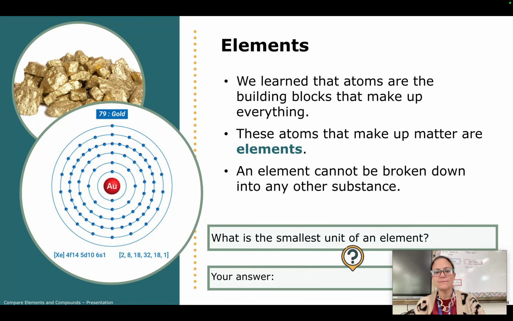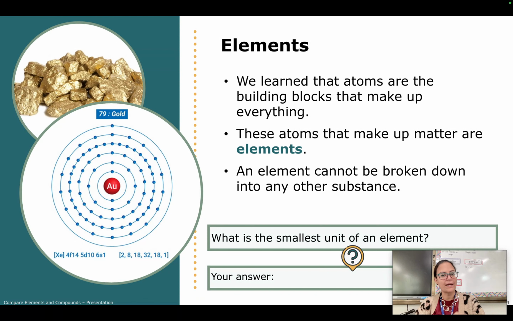Elements. So we learned that atoms are the building blocks that make up everything. That was our last video. And these atoms that make up matter are called elements. An element cannot be broken down into any other substance. When it says it cannot be broken down, you can break down an atom into neutrons, protons, and electrons, but a proton of one element, like oxygen, looks exactly the same as a proton of another element, like lead or silver or gold. All their neutrons look the same. All their protons look the same.